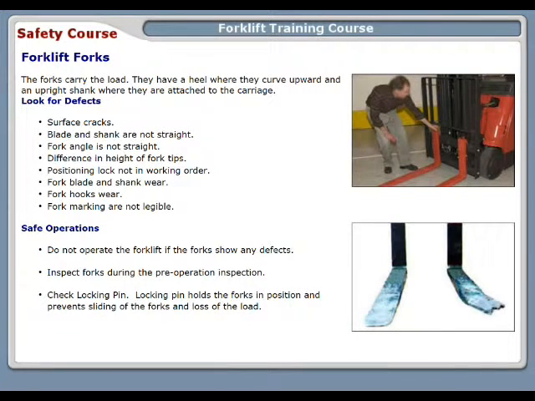The forks carry the load. They have a heel where they curve upward and an upright shank where they are attached to the carriage. Always be sure to look for defects: surface cracks, blades and shanks that are not straight, a fork angle that's not straight, a difference in height of the fork tips, a positioning lock not in working order, fork blade or shank wear, fork hook wear, or fork markings that are not legible.